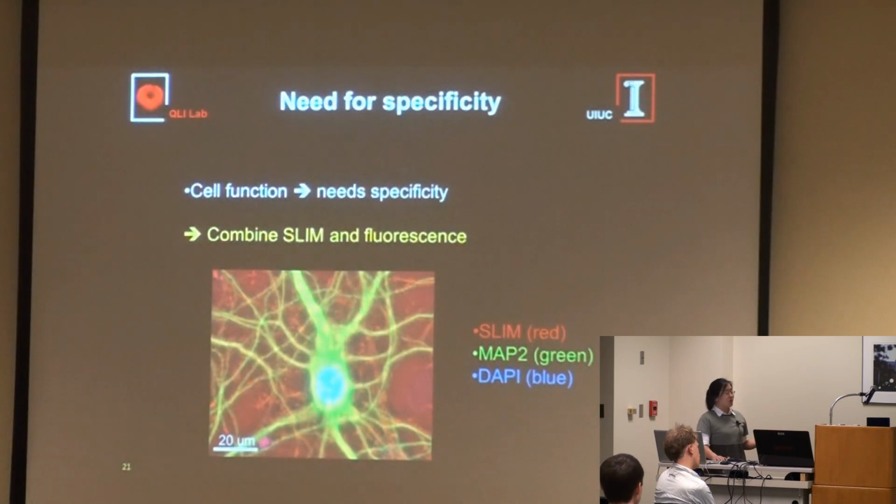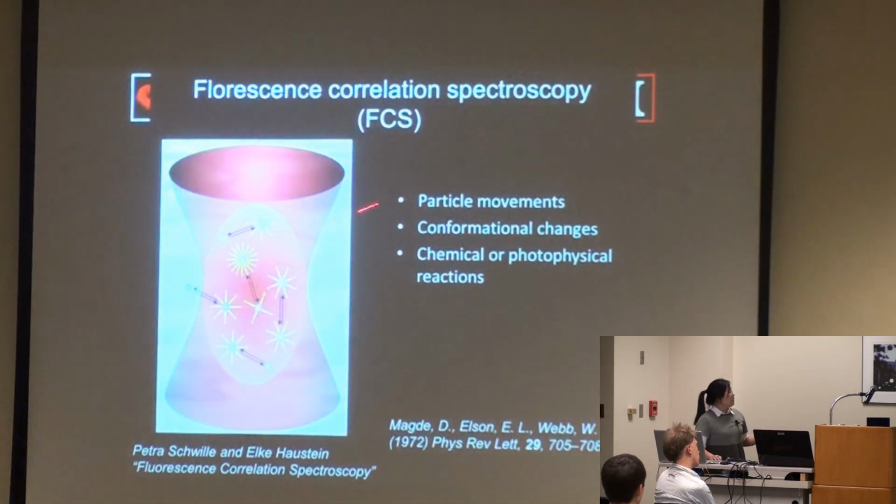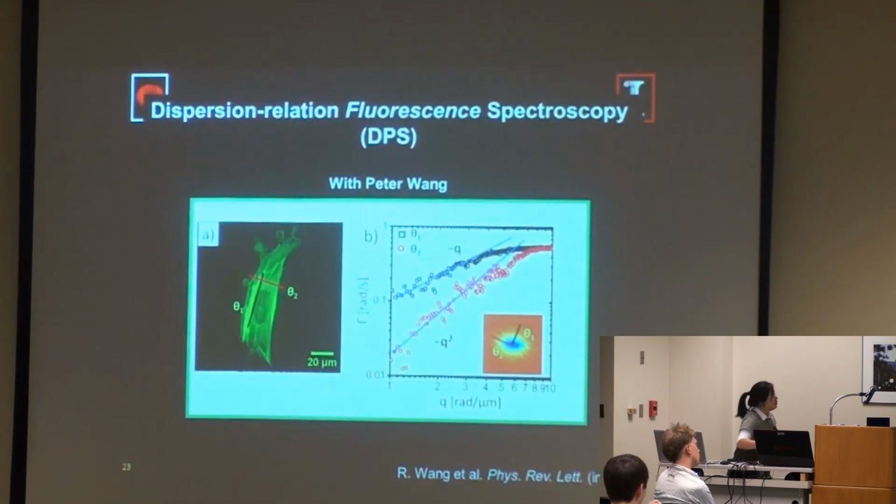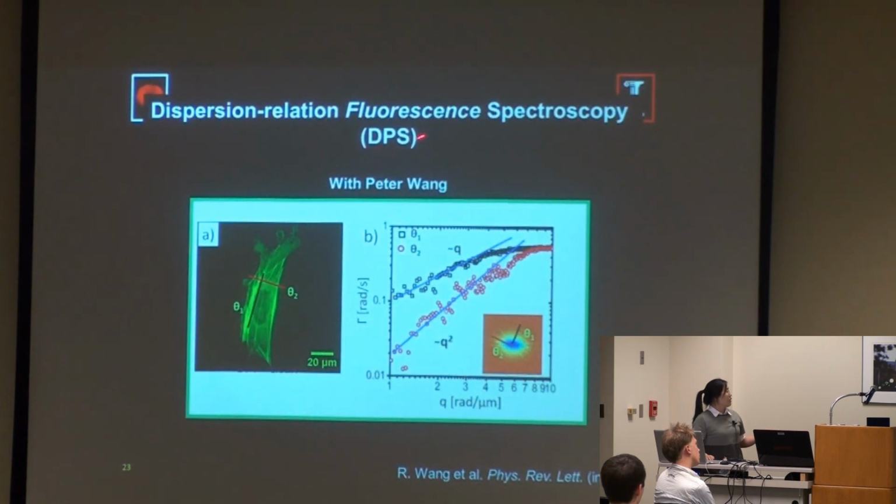If we want to do serious biological study, we need specificity. We need to know which component is actually moving, so we need fluorescence. Inspired by FCS, fluorescence correlation spectroscopy, which makes use of the fluorescence intensity fluctuation inside a confocal volume to study particle movements, conformation changes and chemical reactions, we propose dispersion-relation fluorescence spectroscopy, which shares the same spirit as DPS.